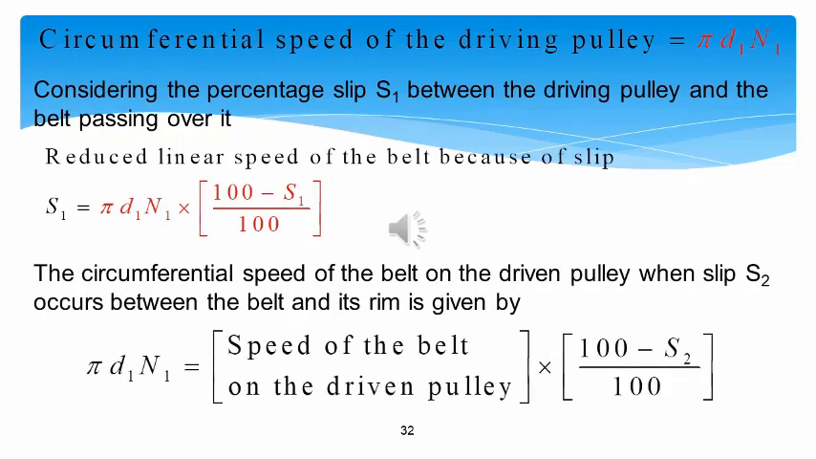So the circumferential speed of the driving pulley is pi d1 n1. So considering the percentage slip S1 between the driving pulley and the belt passing over it, we will get reduced linear speed of the belt because of the slip. That is, the speed of the belt is equal to pi d1 n1 into (100 minus S1) divided by 100. So the circumferential speed of the belt on the driven pulley when slip S2 occurs between the belt and its rim is given by the formula: pi d1 n1 is equal to the speed of the belt on the driven pulley multiplied by (100 minus S2) divided by 100.